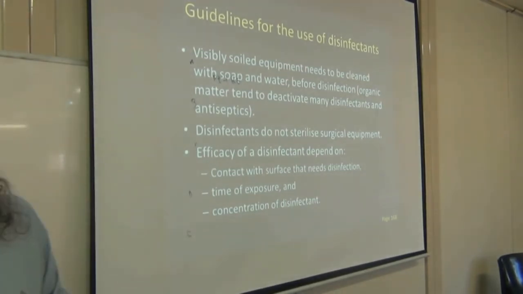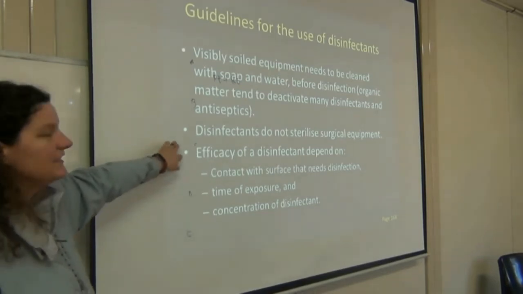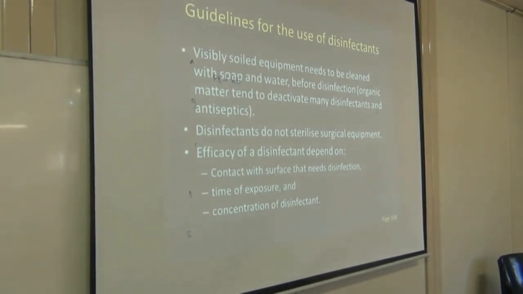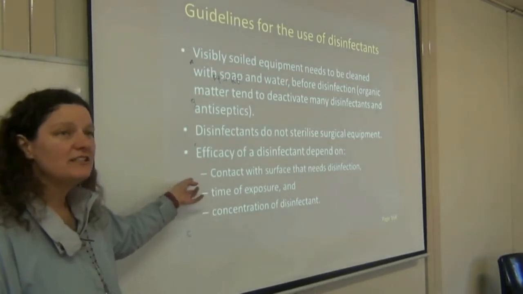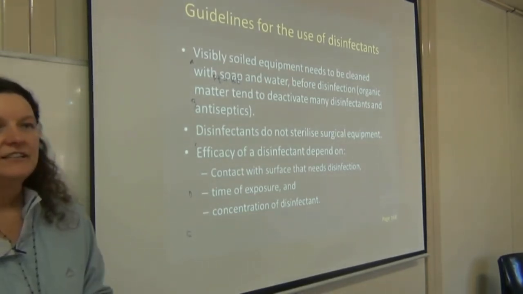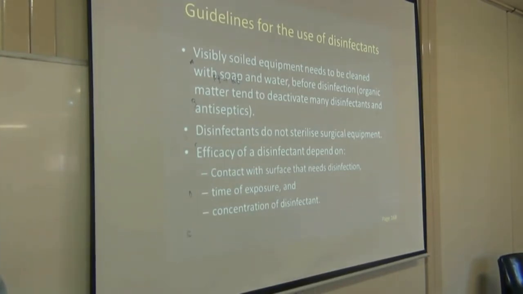Disinfectants do not sterilize surgical equipment. Usually your surgical equipment, what do we use to sterilize them? Autoclave. Yes, we autoclave them. Okay. So the efficacy of a disinfectant will depend on the contact surface. So if you are putting equipment in there, it has to be immersed. It cannot stick out, because the part that is sticking out isn't going to be clean. Then the time of exposure. You can't put it in for 2 seconds and take it out and then it's disinfected. It usually takes like half an hour or 2 hours.